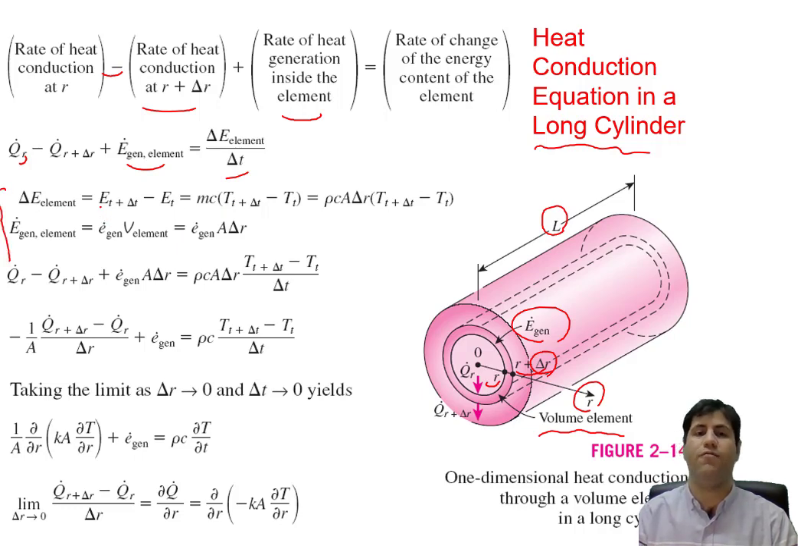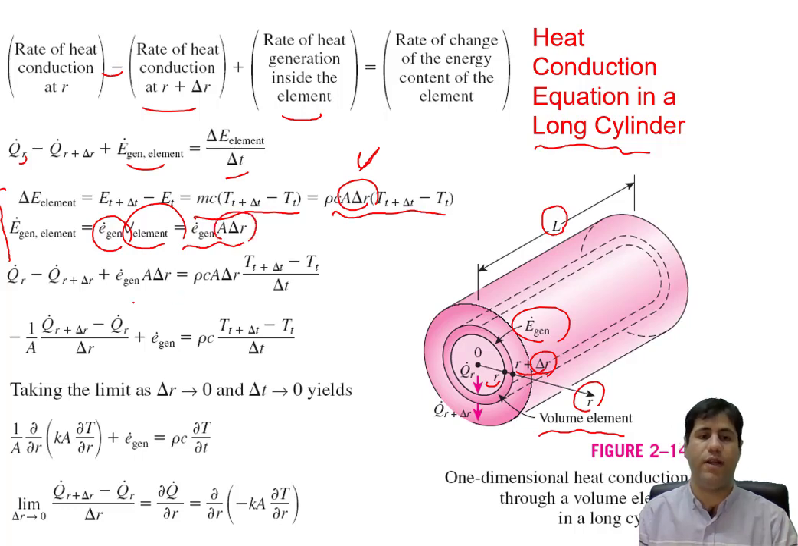Again, similar to what we have for the plane wall, delta E of element, we can calculate as E at t plus delta t minus E at t. You know the reason why we have these two. The difference here is only the volume. Here, A delta R is the volume of our element. A is the surface area of it times its length. So A delta R is the volume of our element. And E dot generated inside our element is equal to the rate of generation per unit volume times the volume of the element. This is the volume of our element.